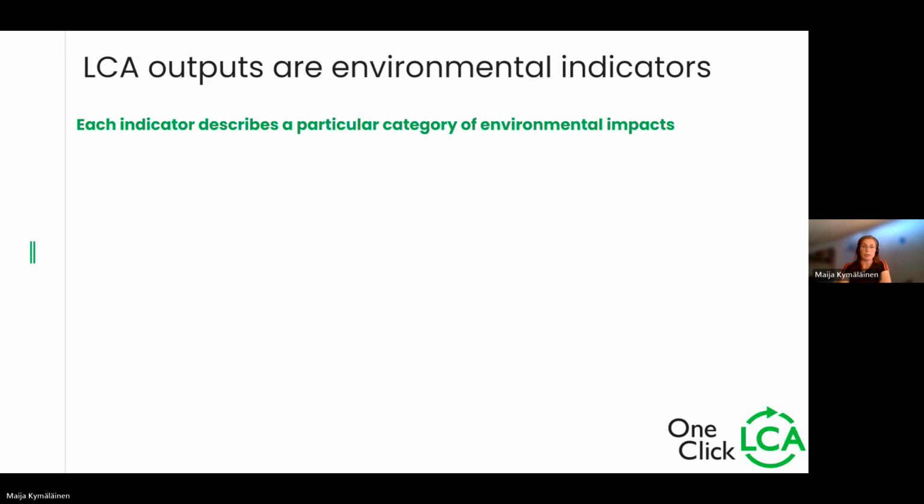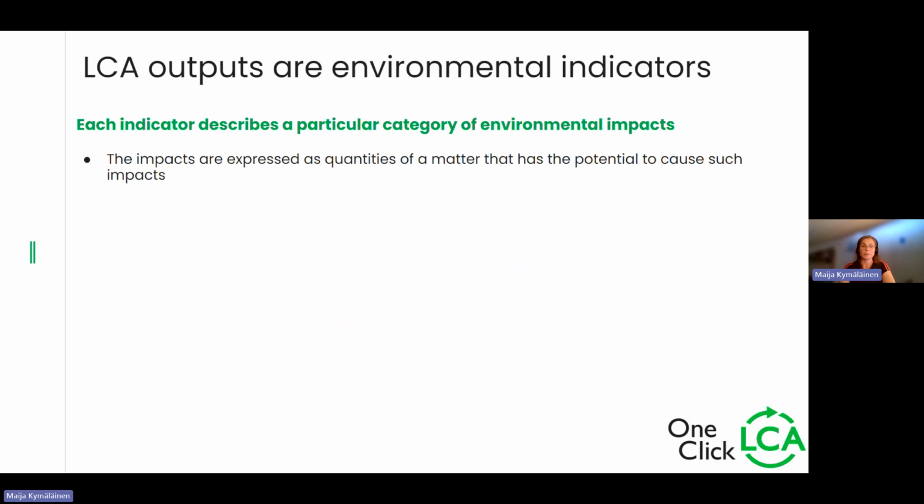They're called impact category indicators, and each of them has an effect on a certain impact category. What they do is they describe environmental impacts. So the impacts are expressed as quantities of matter that has the potential to cause such impacts. So they do not actually represent the actual harm, which is then the final impact.